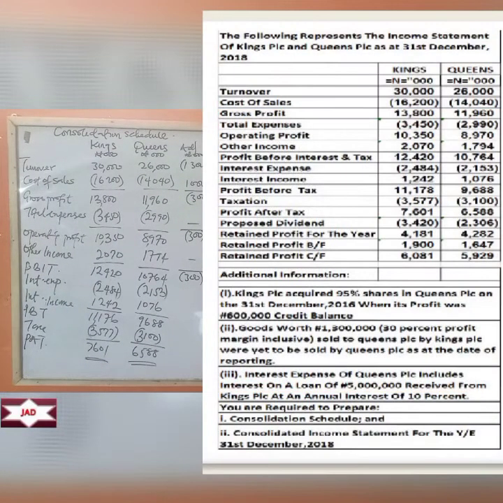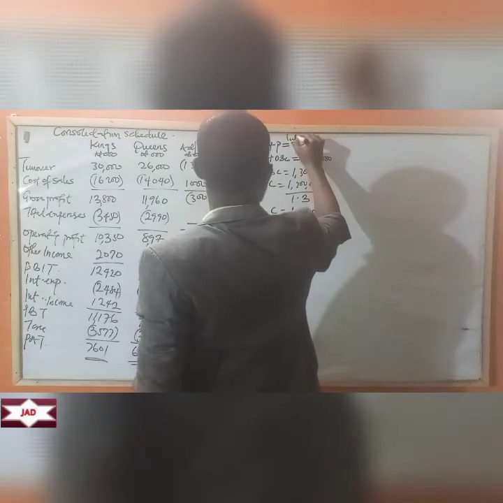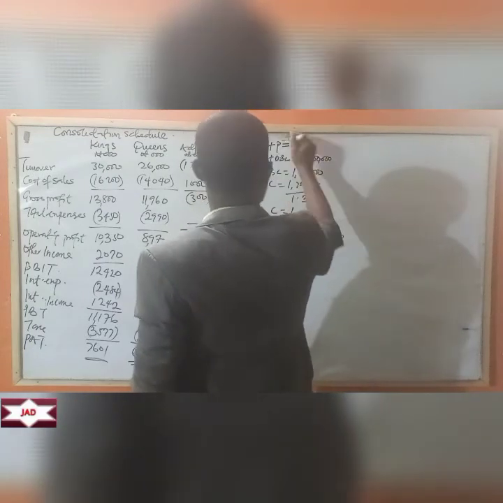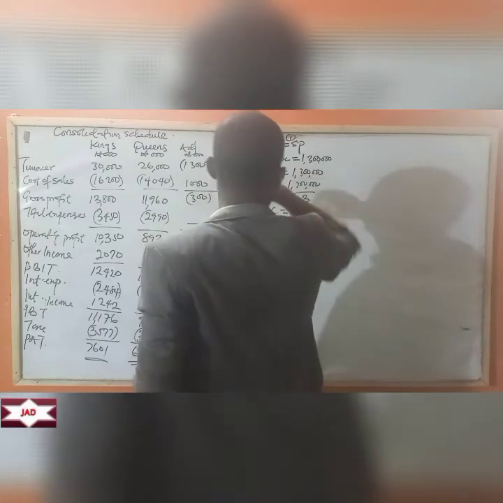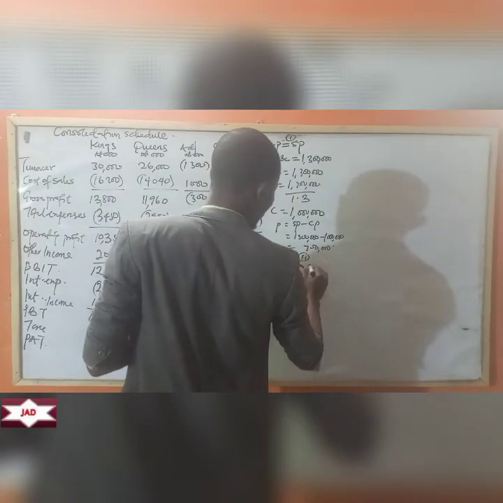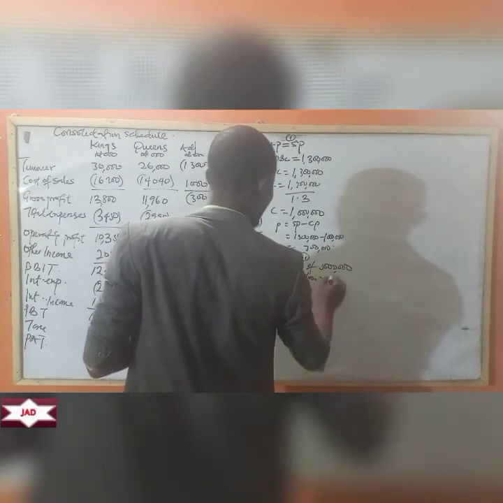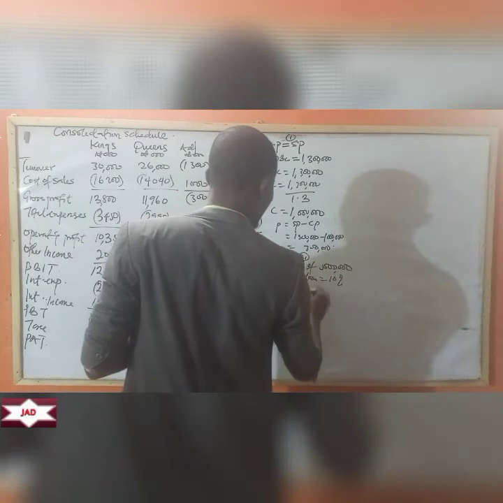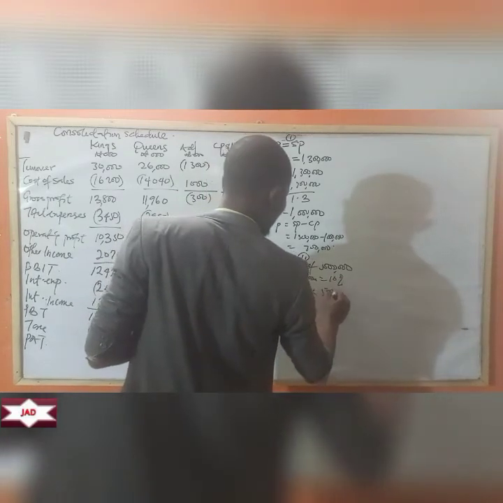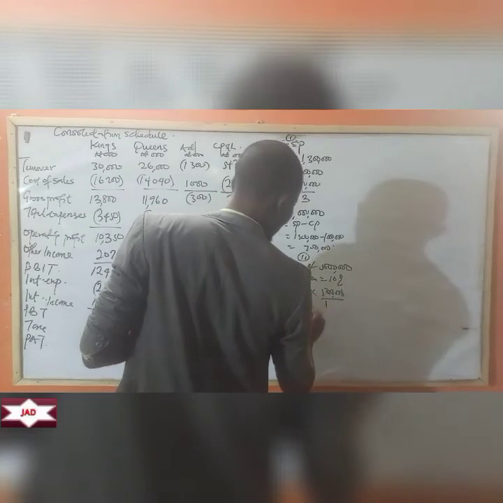The note says interest expense of Queen's PLC includes interest on loan of 5 million received from King's PLC at an annual interest of 10%. So this is intragroup. This is note one, but let's see additional information one. So we have additional information two. So there's a loan of 5 million. Interest on that loan is 10%. That would be 10/100 times 5 million. So what do we have there? That's 500,000.